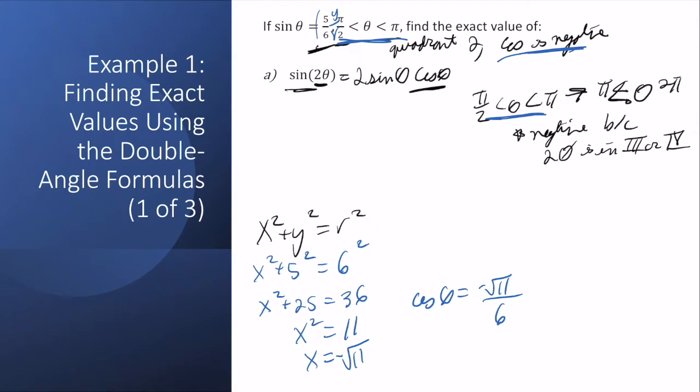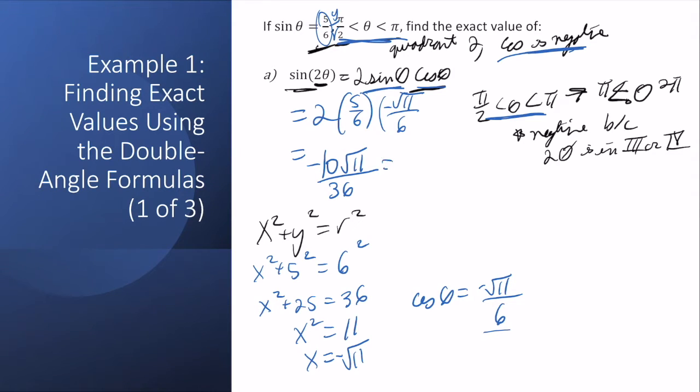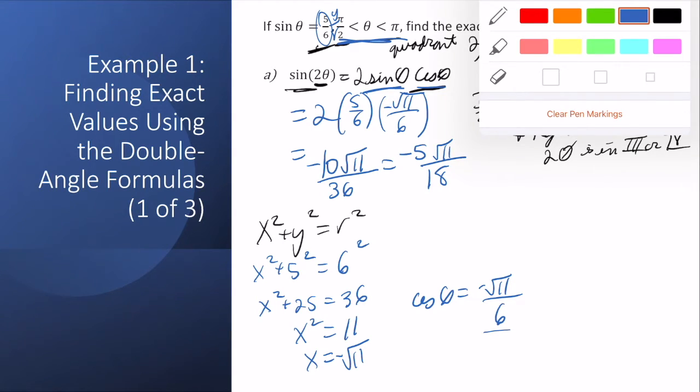So now I know that cosine of theta is negative square root of 11 over 6. And my sine is 5 over 6. So we can solve this. I now have 2 times sine of theta, which is 5 over 6, times cosine theta, which is negative square root of 11 over 6. So I get for my final answer negative 10 square root of 11 over 36, which I can simplify by pulling out a factor of 2. So I get negative 5 square root of 11 over 18. This is our final answer.